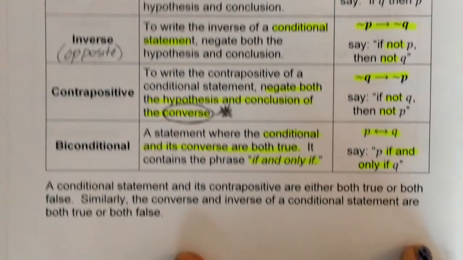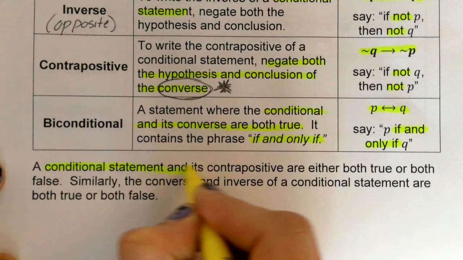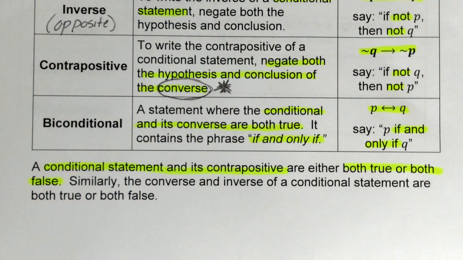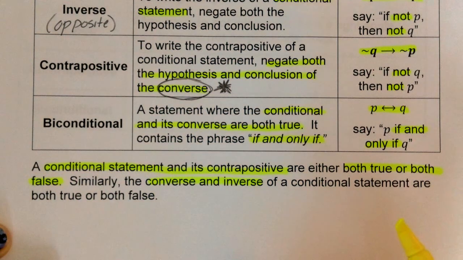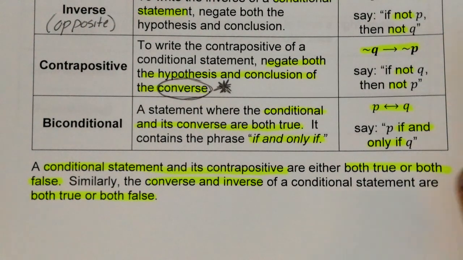Now there are a couple things to note here, and this is when we start talking about validity. Your conditional statement and its contrapositive are either both true or both false. So if one's true, the other has to be true; if one's false, the other has to be false. The same goes for your converse and inverse: they are both true or both false. So that's just our front fact page.